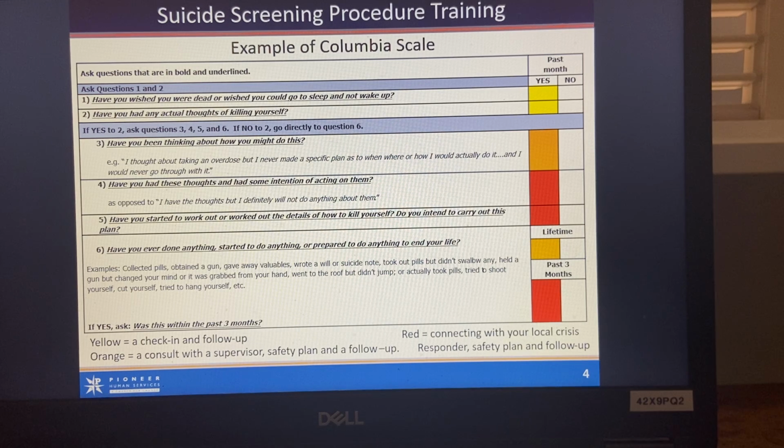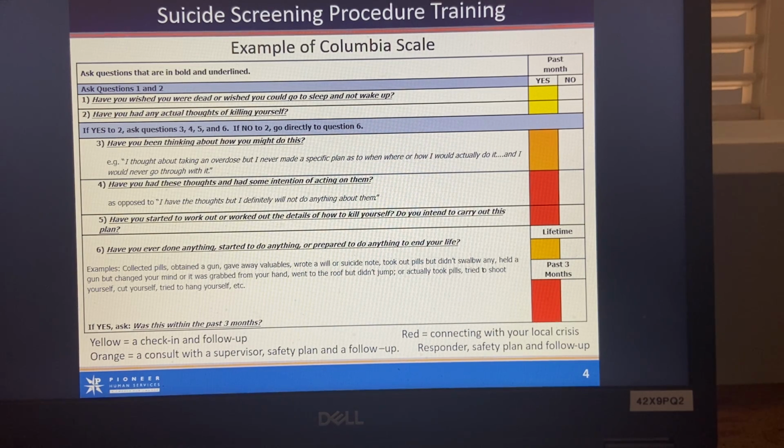Number 6, have you ever done anything, started to do anything, or prepared to do anything to end your life? This is a two-part question. The first part having to do with their lifetime. This is to gain an understanding of whether or not a client has a past history of attempting to take their own lives. The reason why this is important is because we know that if an individual has a history of taking one's life, there is a possible likelihood that that risk may return later in life. So it's important to understand whether or not they've had a history.